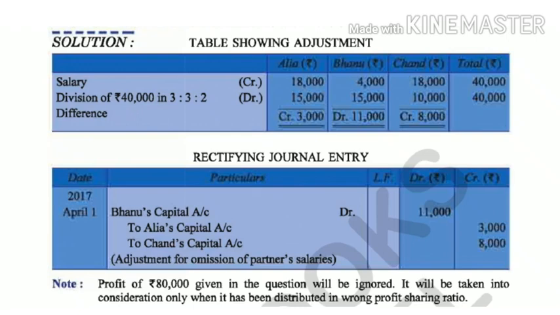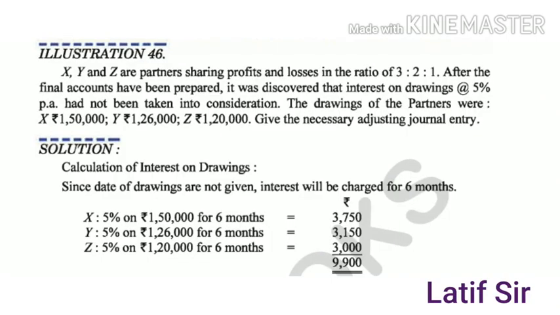Okay, you remember that whatever has been corrected, the same amount as a profit has been debited, 40,000. So that was the adjustment. Similarly, we have the next question.